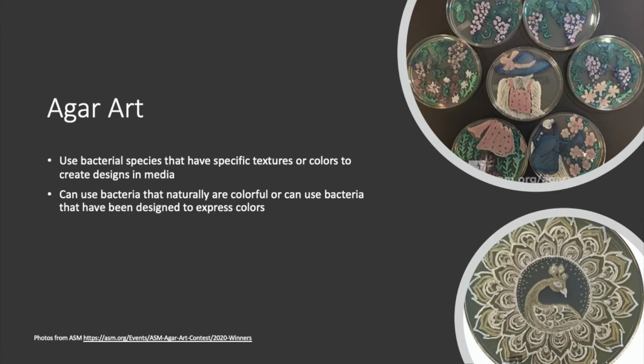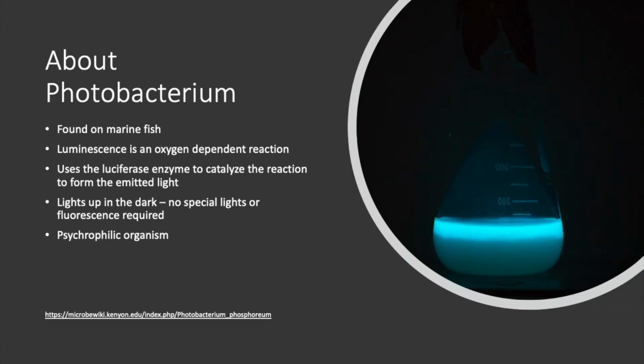A little bit about Photobacterium phosphorium. It's an organism found on marine fish, and its luminescence is an oxygen-dependent reaction. In this picture, which we took in the dark room in lab, you can see that in a flask, oxygen is only going to be at the top level, and the bottom part of the liquid culture is going to be anaerobic, with no oxygen there. So just this small band at the top, where the oxygen is, is lit up, and you can see that in this picture.